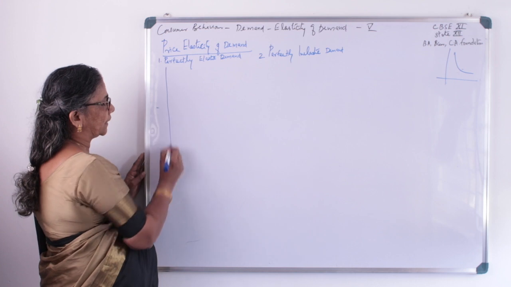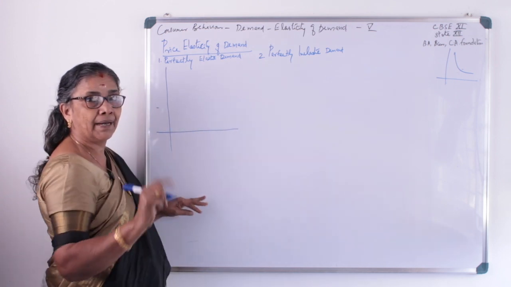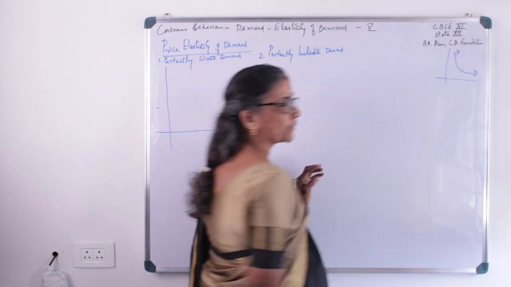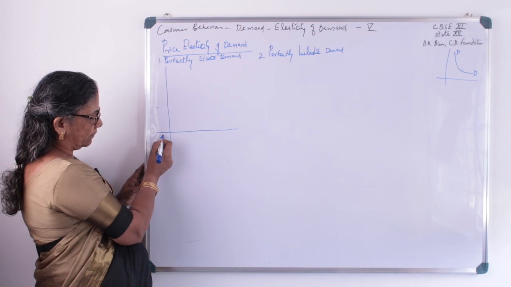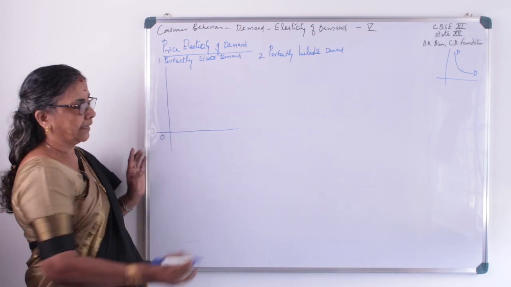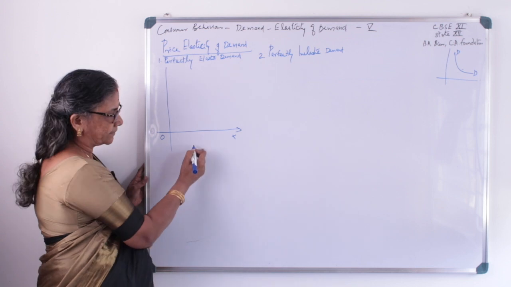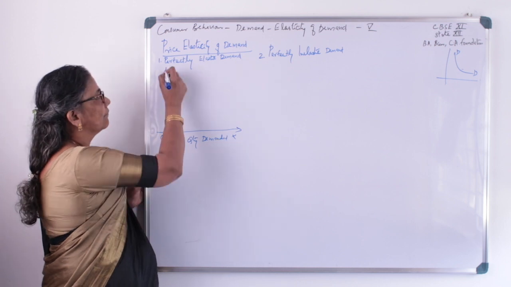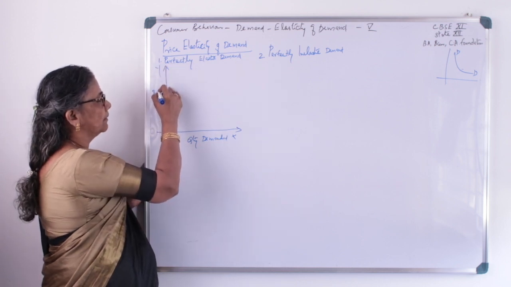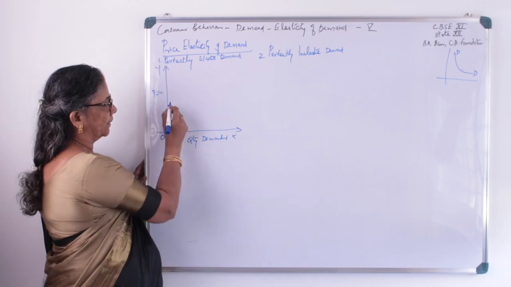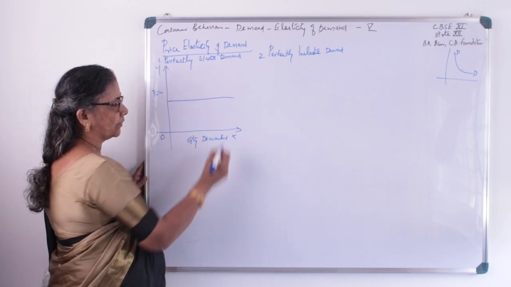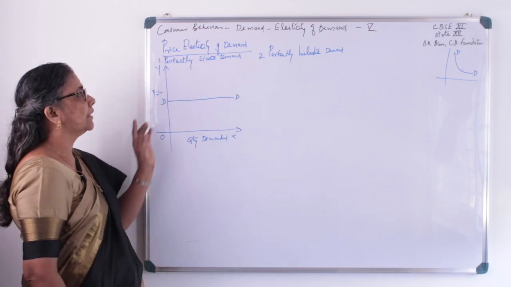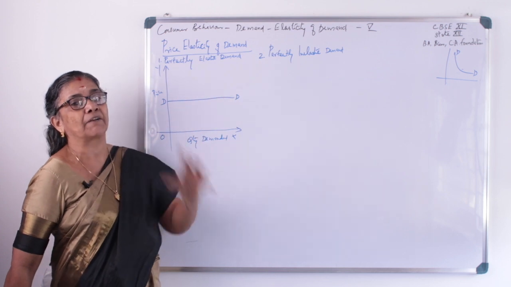In case of perfectly elastic demand, how will the demand curve be? Of course, we have learned the demand curve slopes downwards from left to right. Here we can see that there is an x-axis, with quantity demanded on the x-axis, and the y-axis is the price of the product as usual, and here we are drawing a horizontal curve. This is the demand curve. This is the shape of the demand curve if the elasticity of demand is perfectly elastic.